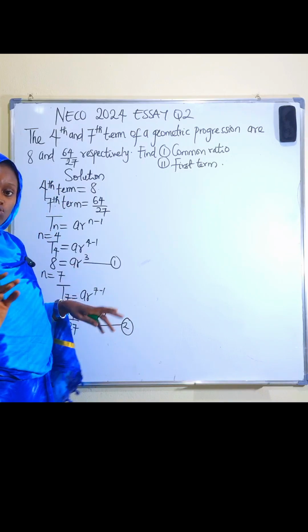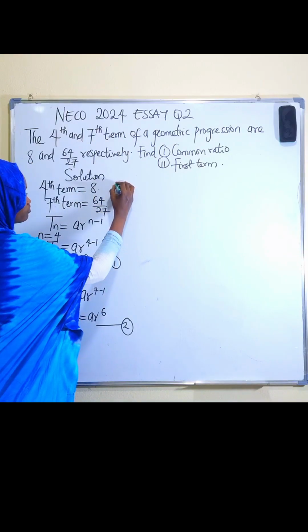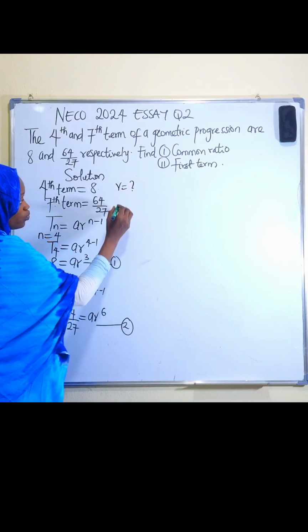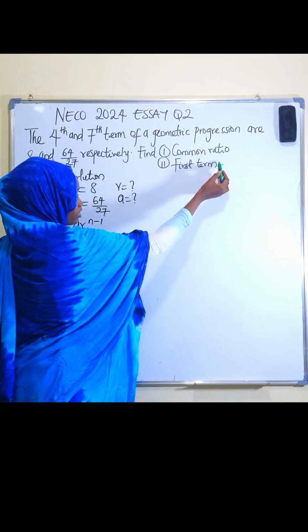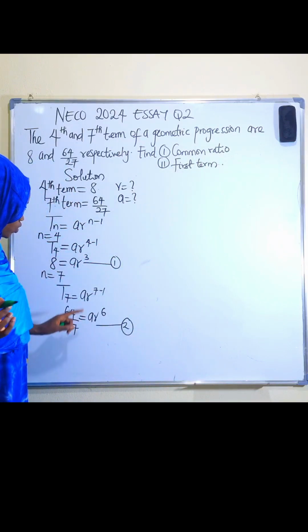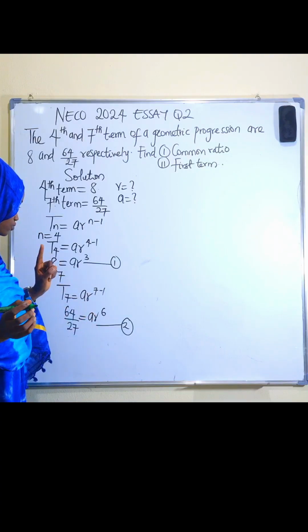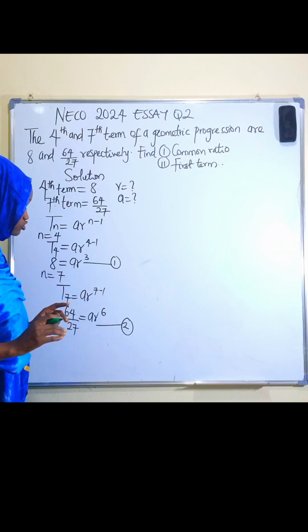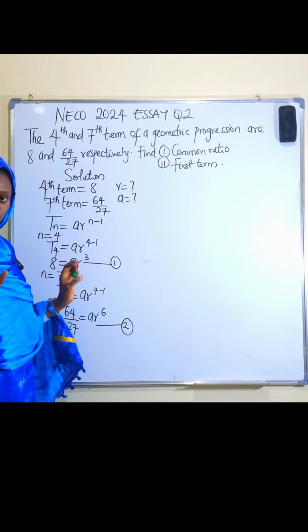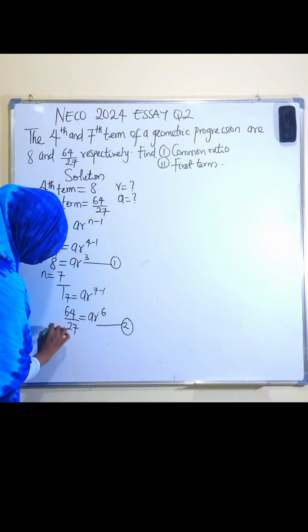So now we have equation 1 and 2. What we are looking for is the common ratio. The common ratio is the R, while the first term is the value for A. So we are looking for R and A, right? Looking at equation 1 and 2, for us to get the value for R, which is the common ratio, all we have to do is to divide equation 2 by equation 1.